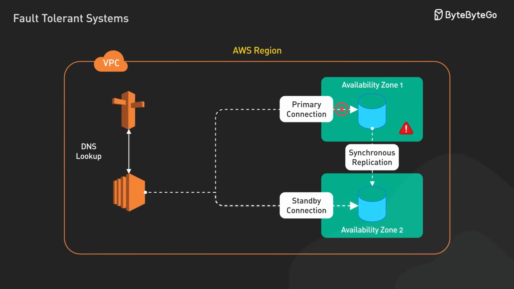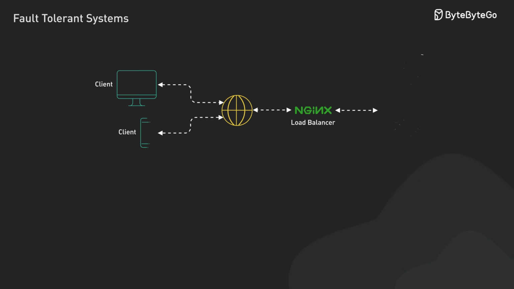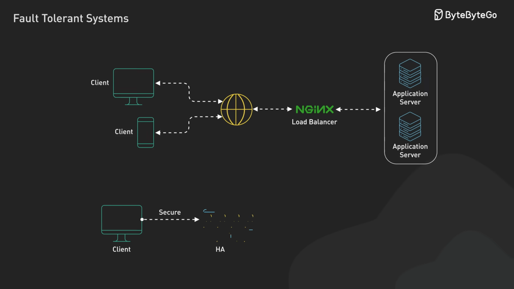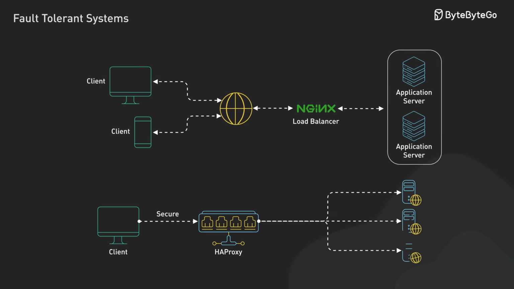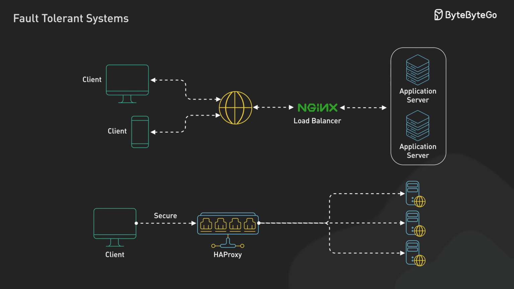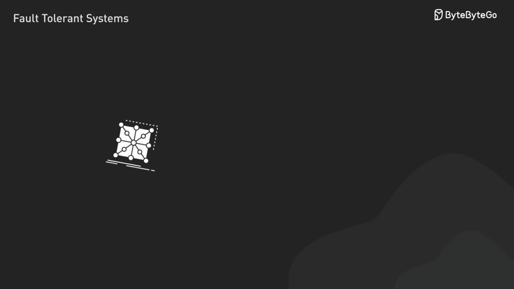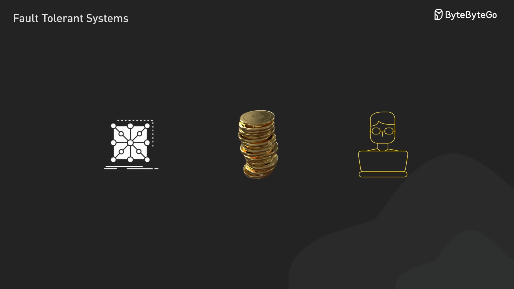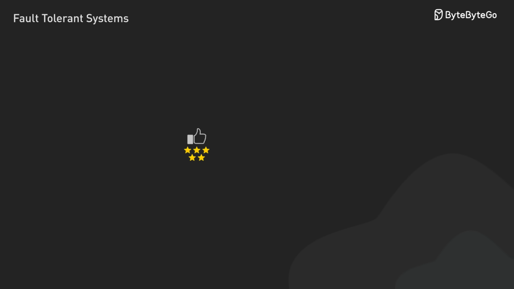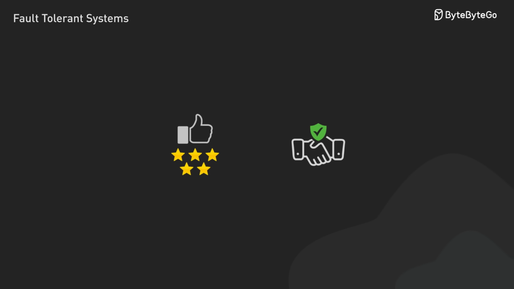Building truly fault-tolerant systems is an ongoing process. It involves implementing these strategies and continually refining them to meet our specific needs. Although these strategies add complexity, cost, and extra development effort, they are essential investments in reliability and user satisfaction.